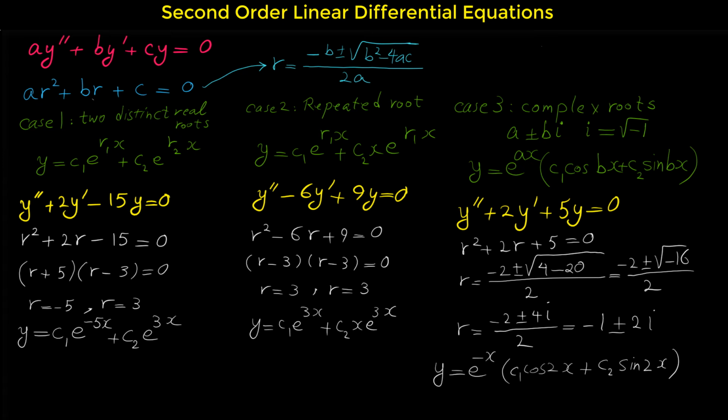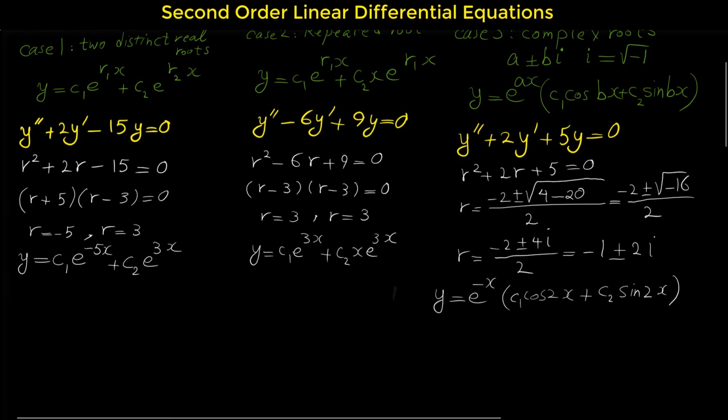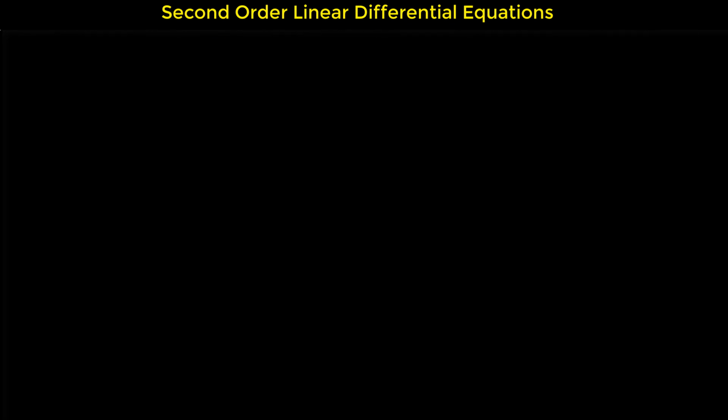Now let's do some more examples of all of these cases, to get more familiar with them. Let us start with a hard example. y double prime plus 3y prime plus 4y equals 0. First, we have to write the characteristic equation. The characteristic equation is r squared plus 3r plus 4 equals 0.